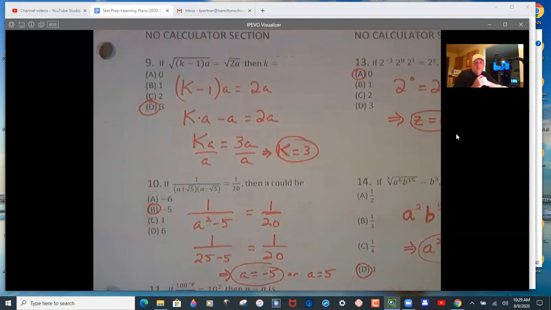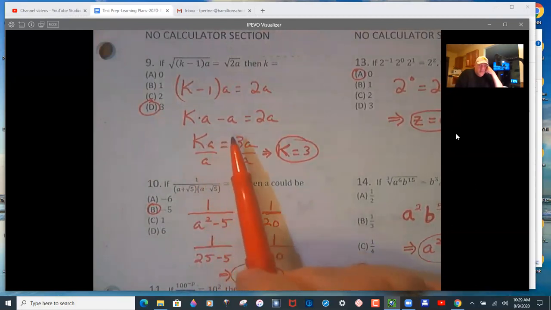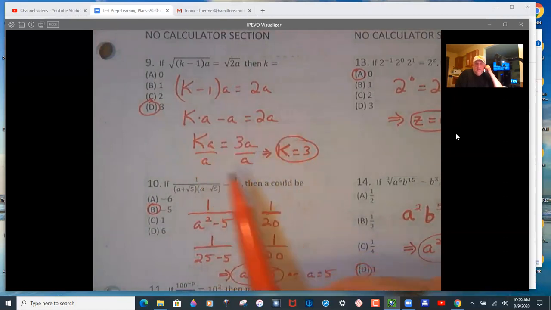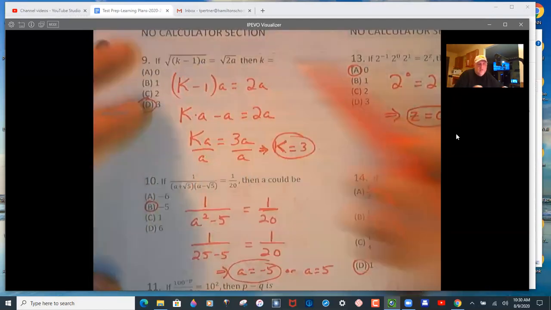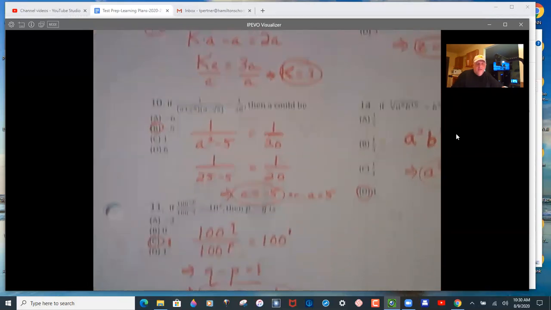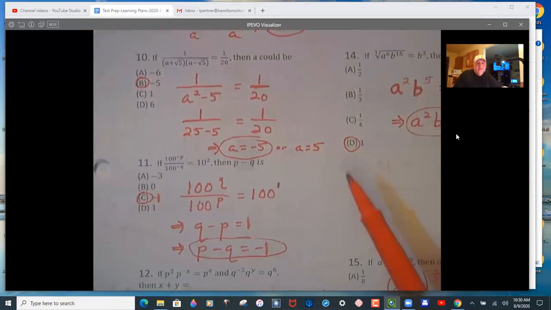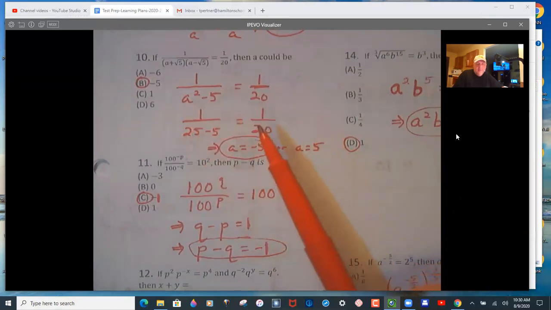Okay, number 9, square both sides, lift the radicals, and then solve for k. Okay, you got to do a little common like terms here. Or I'm sorry, add a to both sides. I'm not thinking here. Ka equals 3a, and then divide both sides by a. You could just substitute in too. So 3, square root of 2a, square root of 2a. There you go. Just try the guess and check method. That works so often. Number 10, multiply the bottom.